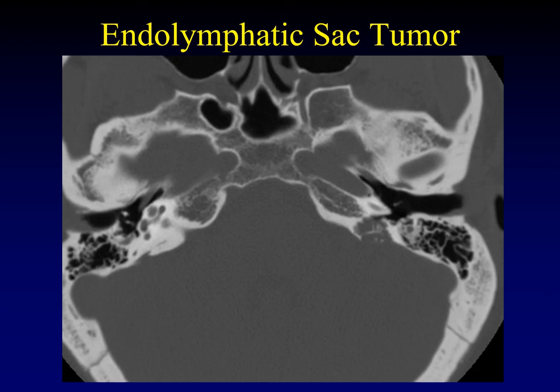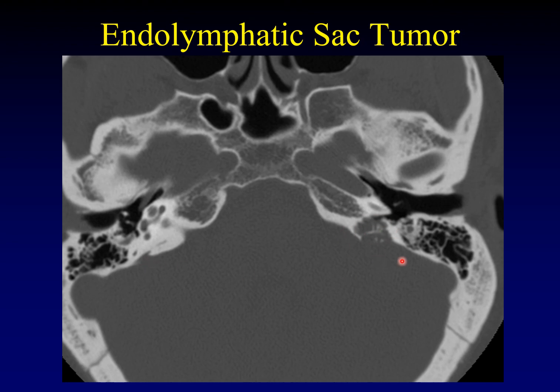And then endolymphatic sac tumors. These are sort of in the cerebellopontine angle cistern. They're really along the posterior wall of the porus acousticus. You can see right where the vestibular aqueduct emerges out into the posterior fossa. That's where the endolymphatic sac lives, and that's where tumors of the endolymphatic sac arise.